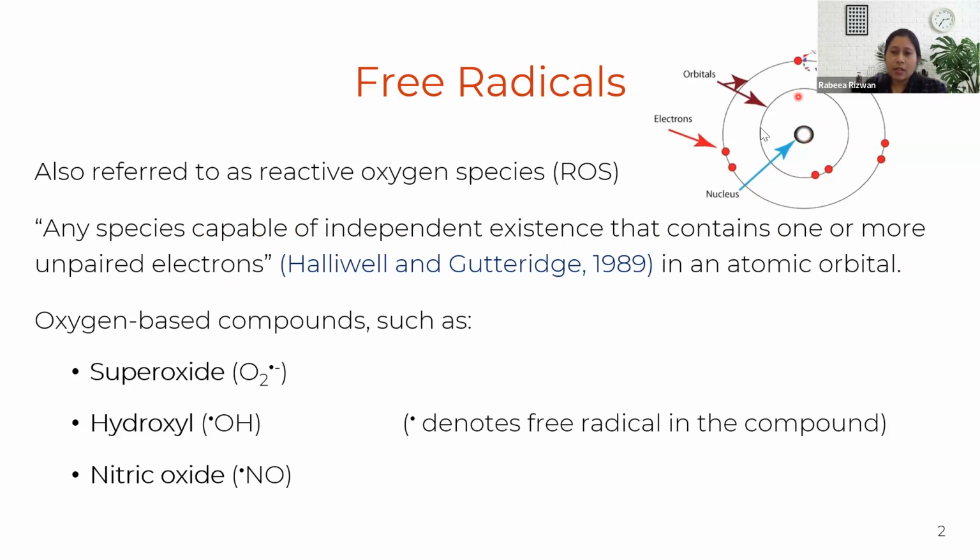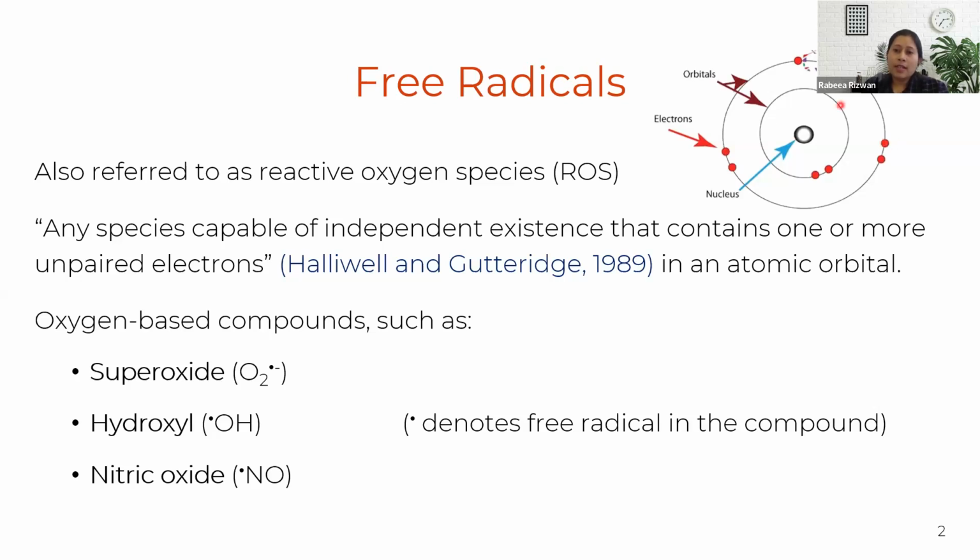Atoms have some orbits, and in these surrounding orbits, some electrons are present in the form of pairs, and they revolve around the atom's nucleus. I'll give you an example like the sun. Around the sun, Earth and other planets revolve in their orbits. In the same way, in an atom, electrons keep revolving in an orbit around the nucleus, and all these electrons are present in pairs, as a couple, not alone.